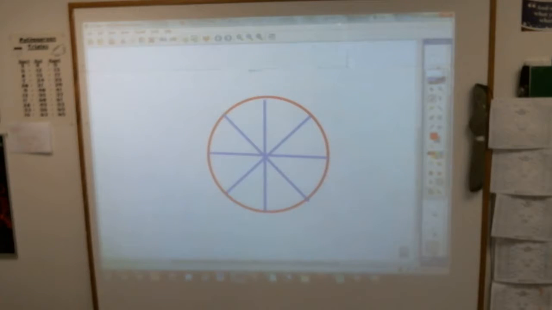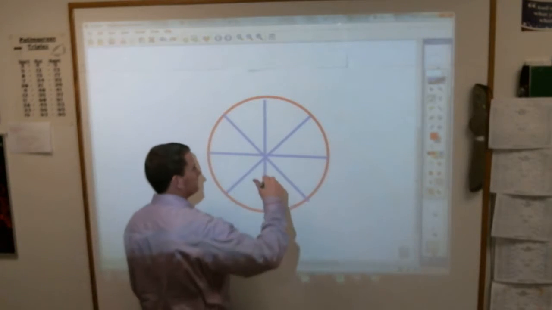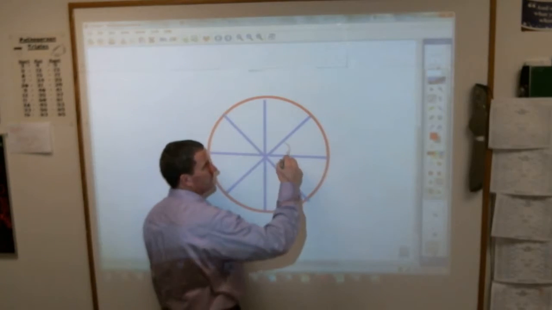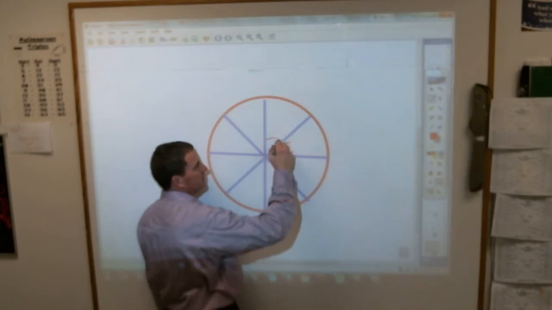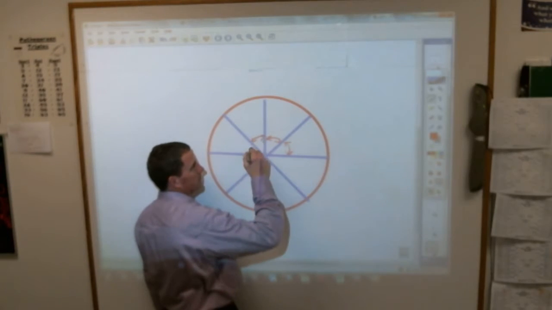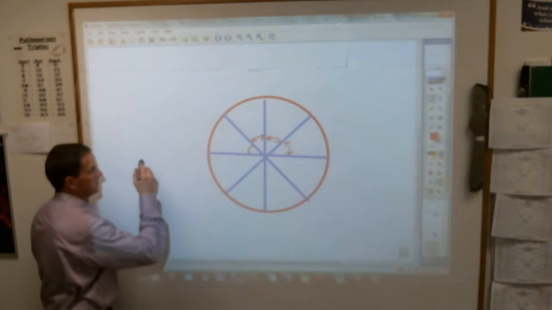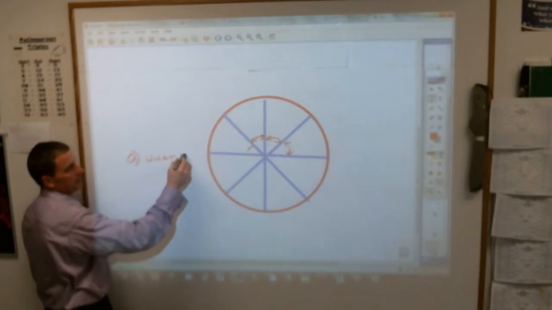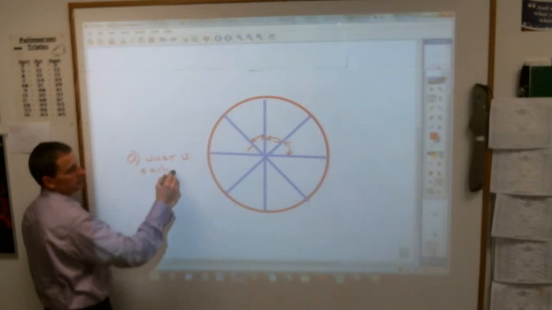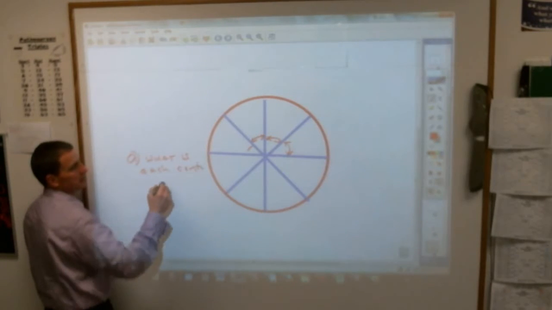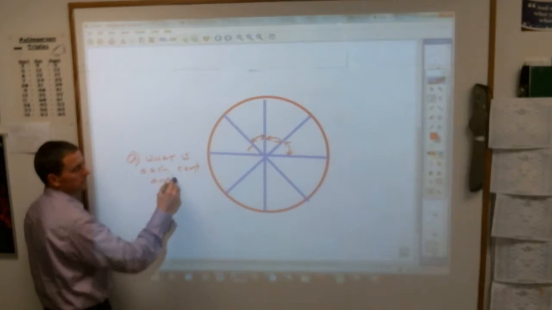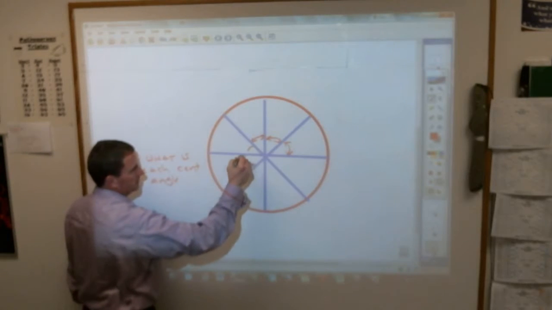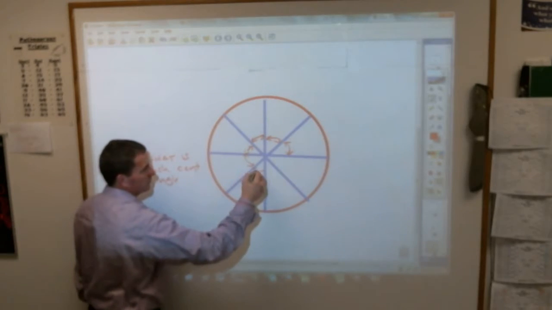What is the measure of each acute central angle? Okay. If you divide this evenly into 8 equal pieces, letter A says, what is each central angle? Every one of these is going to be the same measurement. How do I find that out for letter A?